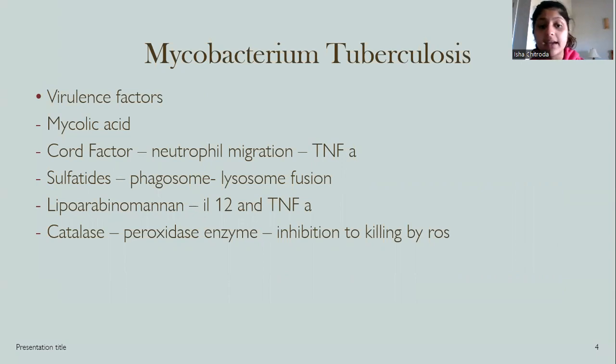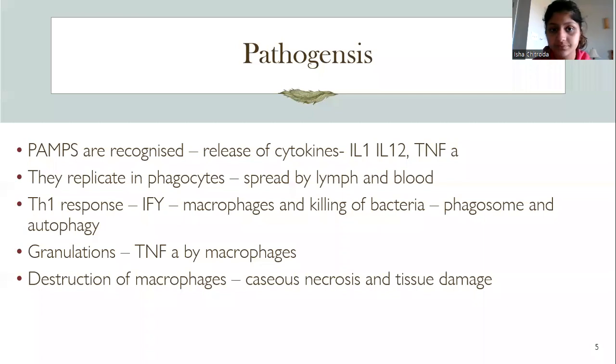Sulfatides inhibit phagosome-lysosome fusion. Lipoarabinomannan is also a surface glycan that produces interleukin 12 and tumor necrosis factor alpha. And then you have the catalase peroxidase enzyme. This enzyme basically inhibits the killing by reactive oxygen species.